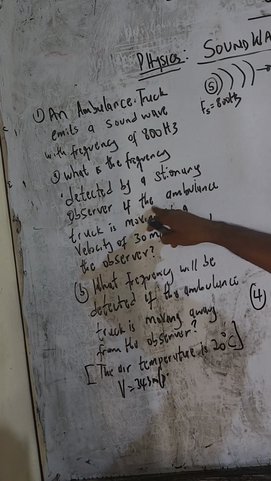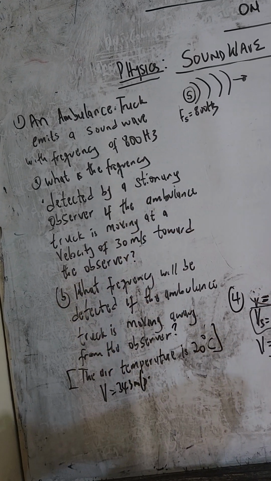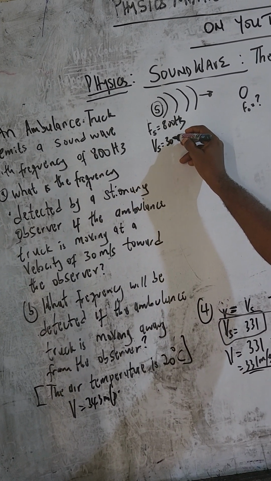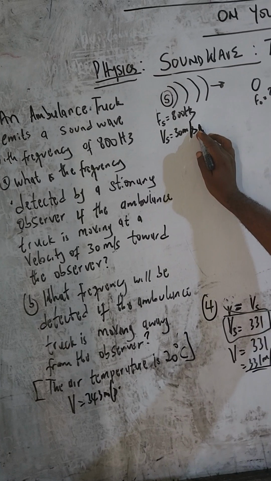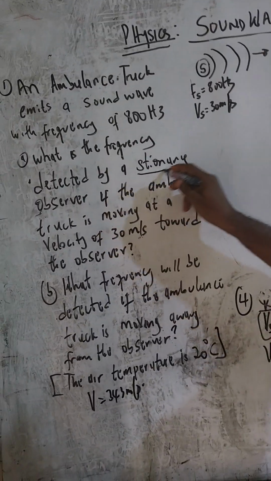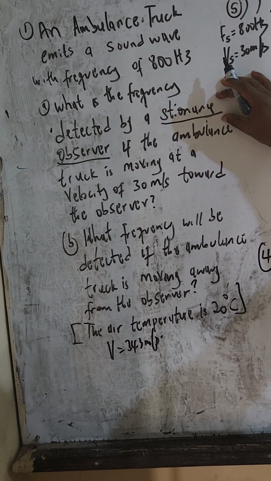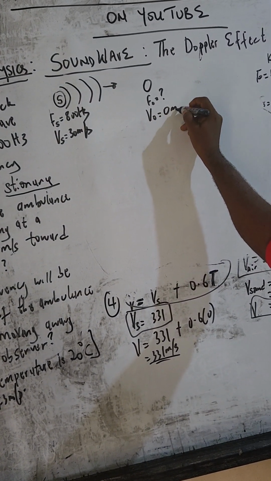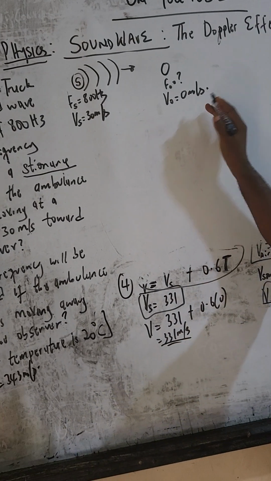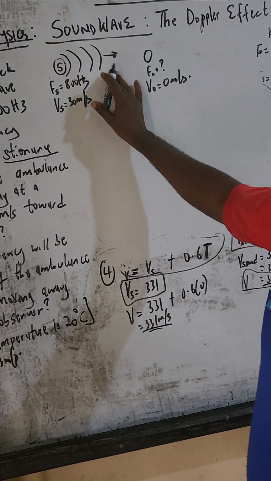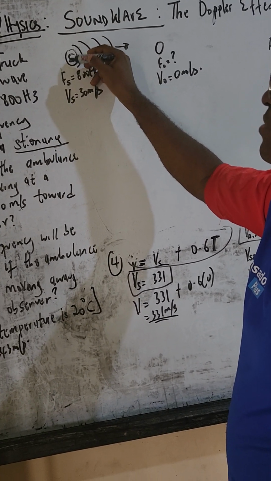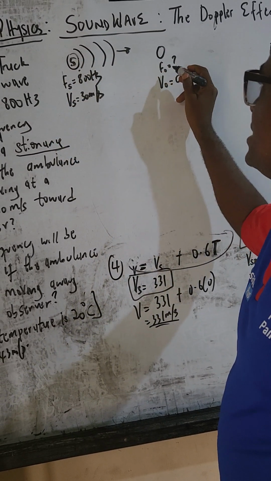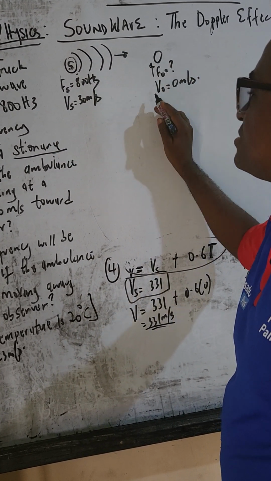If the ambulance truck is moving at a velocity of 30 meters per second, that means the velocity of this truck is 30 meters per second towards the observer. But we are told that the observer is stationary. In physics, when an object is stationary, the velocity is 0. So that means the velocity of this observer will be 0 meters per second. Now, like I said the other time, anytime the source of the wave is going towards the observer, or the observer is moving towards the source of the sound, then the frequency here must increase.